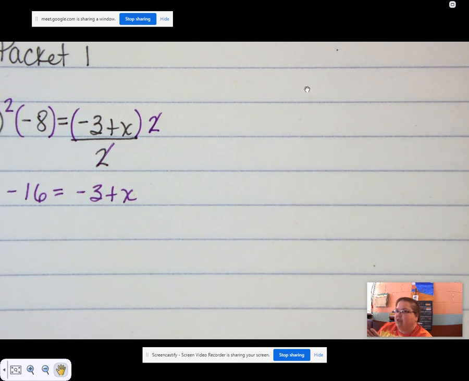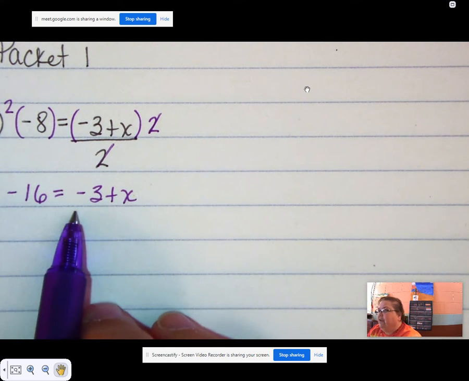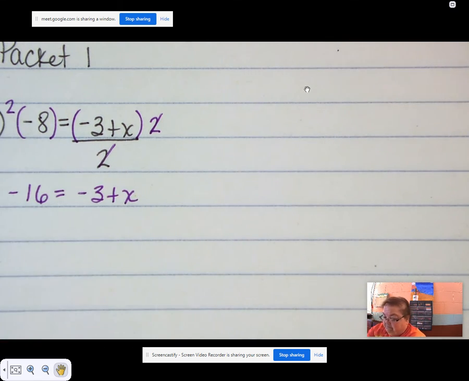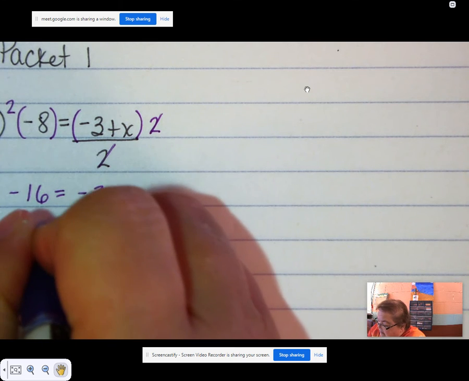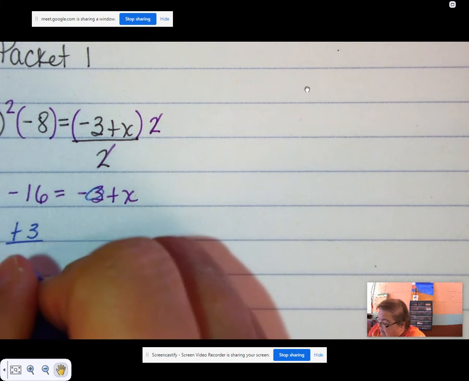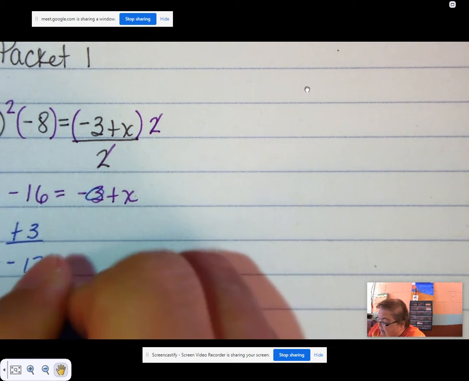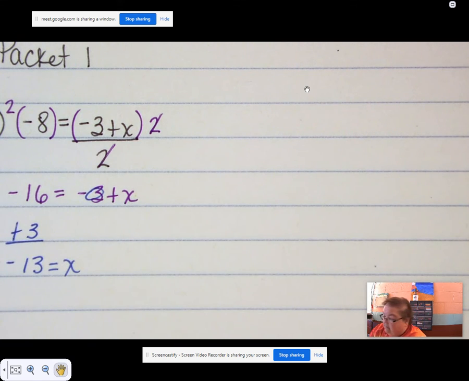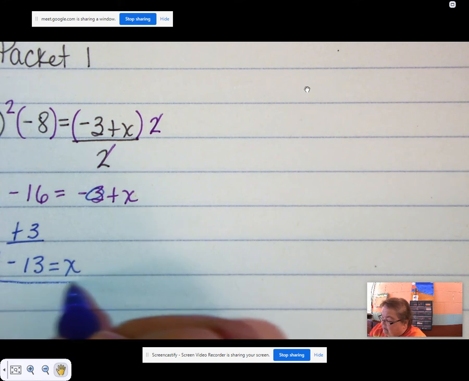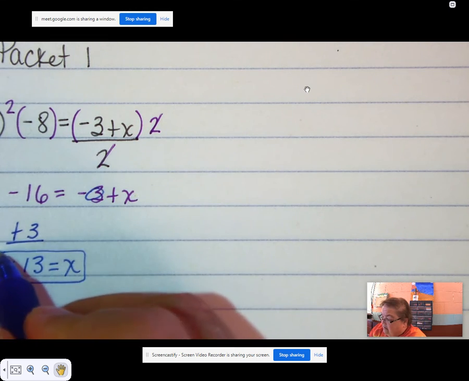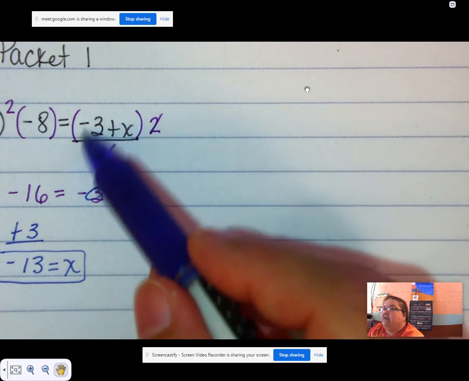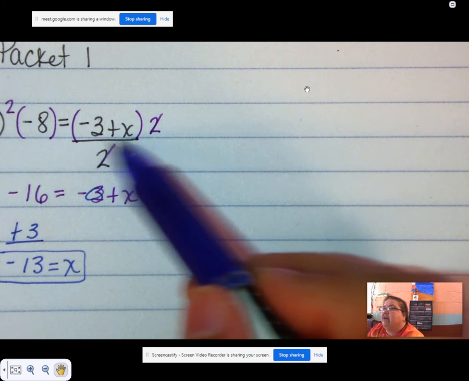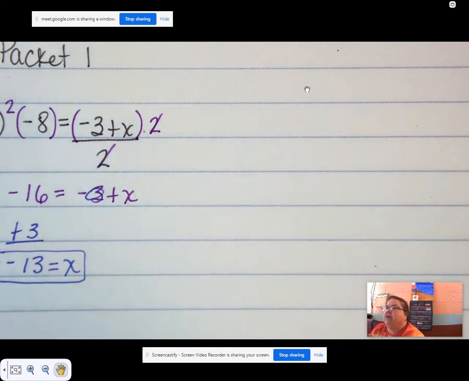And then I just solve my one-step equation from there. How do I get rid of minus 3? Add 3 to the other side. That's 0. Negative 13 equals x. And this is our answer. Okay? This is just a reminder. When the entire side is a fraction, multiply the denominator away first.